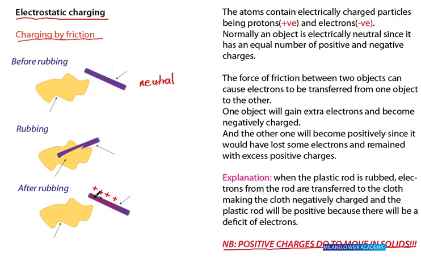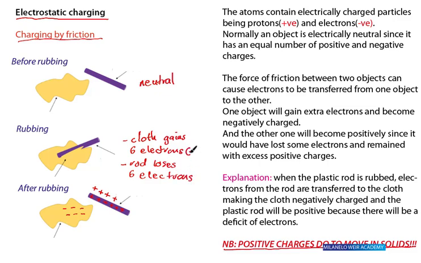The rod will be positively charged. It's 1, 2, 3, 4, 5, 6. So the cloth gains 6 electrons, and the rod loses 6 electrons.